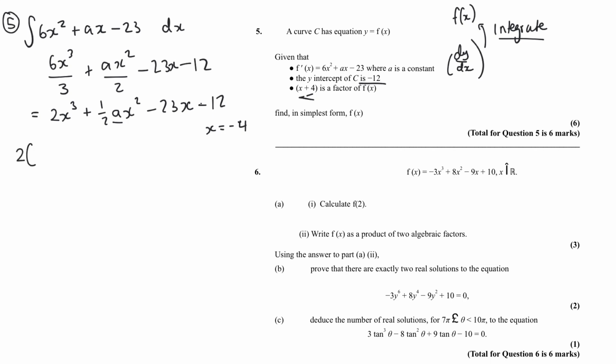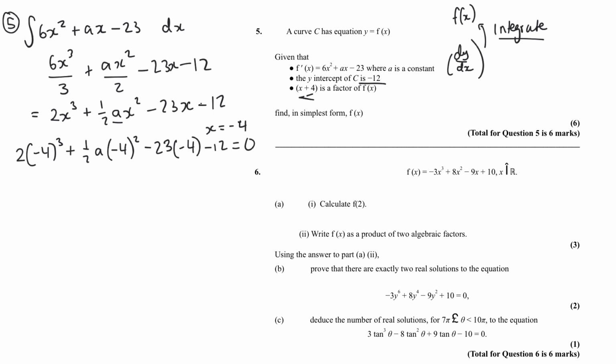So then 2 times bracket minus 4 cubed, plus a half a times minus 4 squared, minus 23 times bracket minus 4, minus 12, that's equal to 0.